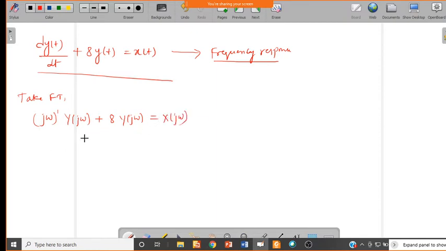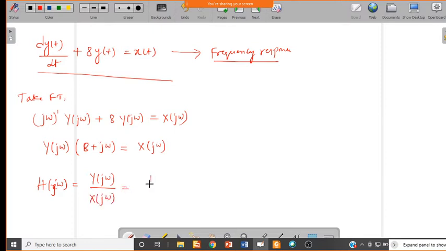Okay, so now we can take the Y of j omega common, so we will get (8 plus j omega) Y of j omega, which is equal to X of j omega. So now we know the equation for frequency response, H of j omega, which is equal to Y of j omega divided by X of j omega. So this will give 1 over 8 plus j omega.